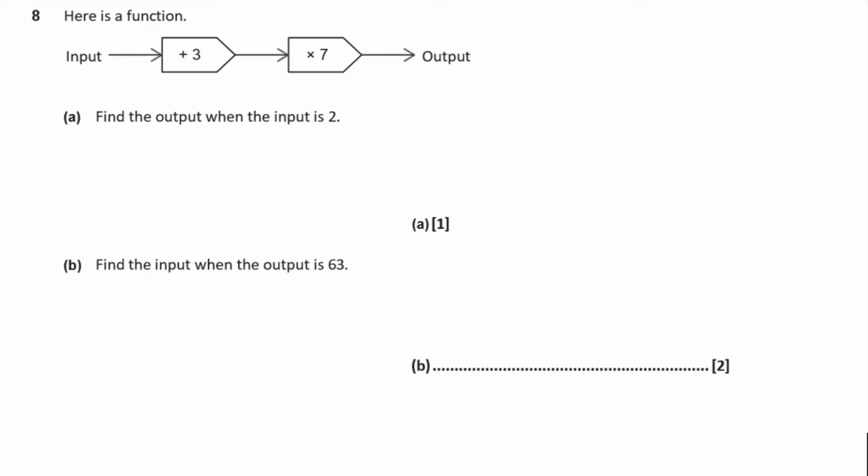Question 8, here is a function. I've got an input, and when it goes into the function machine, 3 is added, and then from that, it's all multiplied by 7, and I get the output. So part A says find the output when the input is 2.